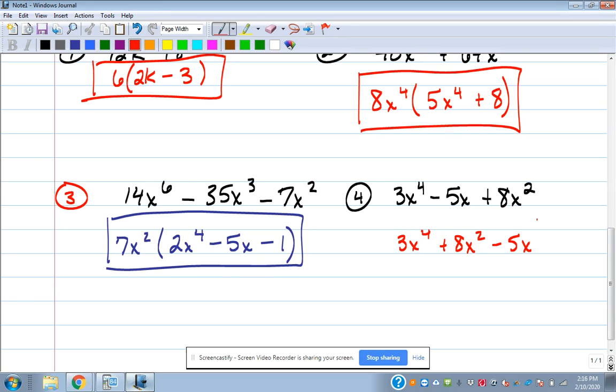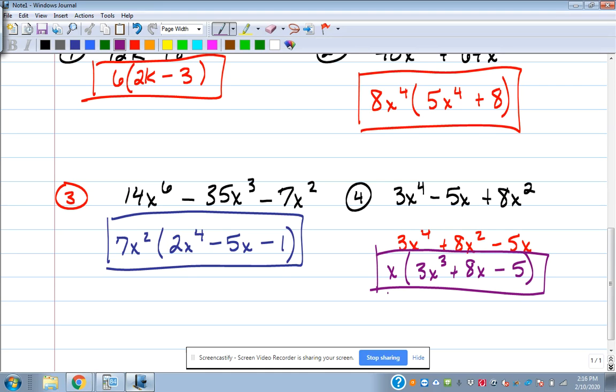And then what? Greatest common factor is what? X. Good job. That gets us 3x cubed plus 8x minus 5. And again, that terms there, we got x cubed and then plain x. It needs to be x squared and plain x if we're going to be able to do anything with it. So nothing we can do with that on that one. So done. All right.